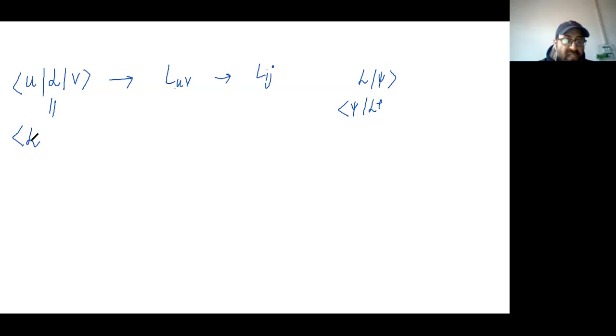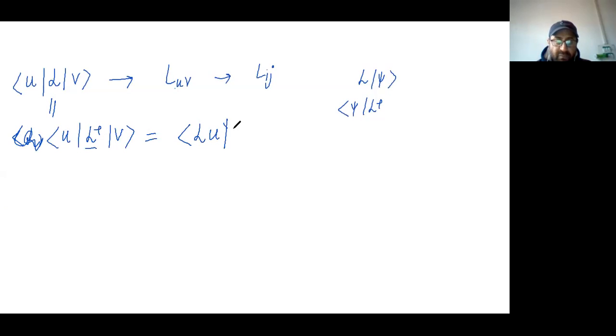So now if I have to write down my adjoint operator, let me see what it is. I will write U, then the adjoint operator, then V. Okay, let's see what's going on. Now this L adjoint will not act on V, it will act on the U bra. So I can also write it this way. Then we will have V.